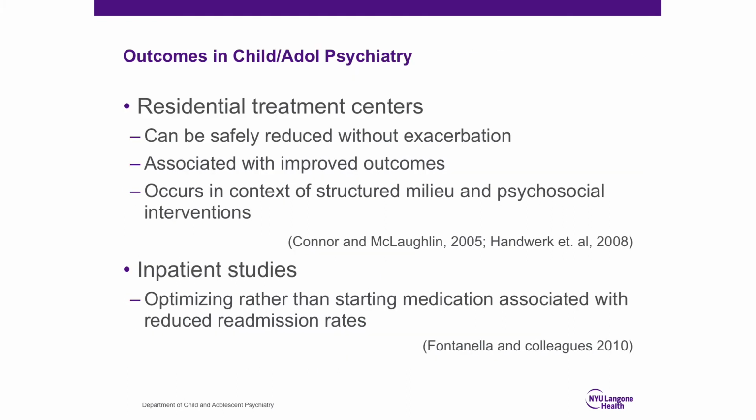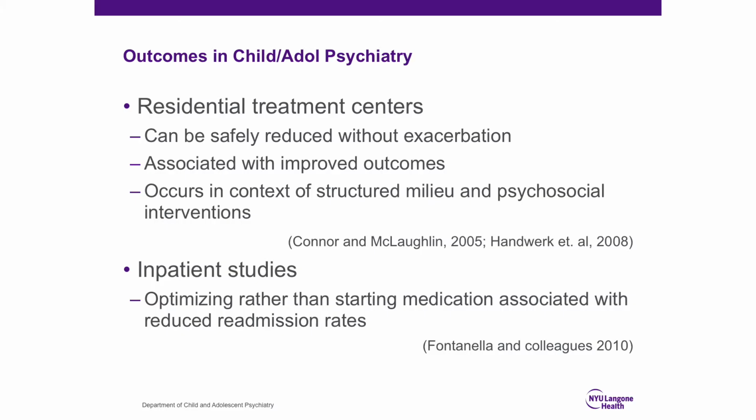So what outcomes have we seen in child and adolescent psychiatry? And this is a little bit more difficult. There have been some observational studies at residential treatment centers, one also in juvenile justice, that medications can be safely reduced without exacerbating symptoms or behavioral issues. This is associated with improved outcomes, such as functioning at the time of discharge or success in aftercare. The confounder there is that this occurs in the context of a structured milieu and psychosocial interventions.